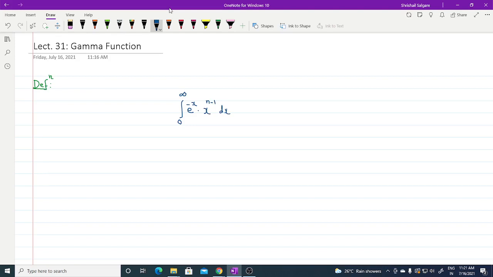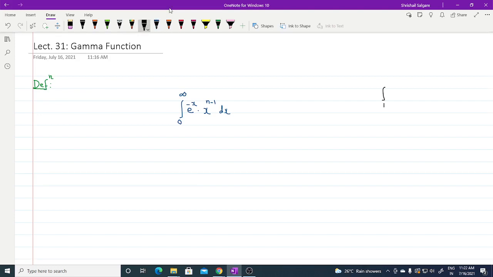Okay. Suppose I am defining this integral. Limits of this integral from 0 to infinity, and the integrand is e raised to minus x into x raised to n minus 1. So finally, when you evaluate this integral, it defines a function. It defines a function of some particular variable. Okay, for example, for your understanding, I will write.